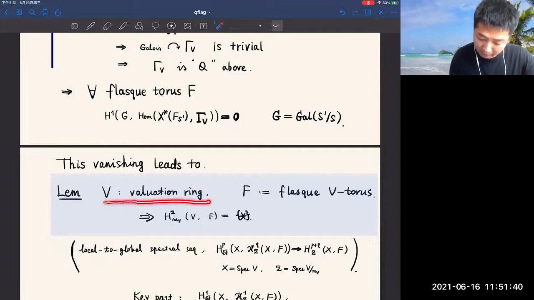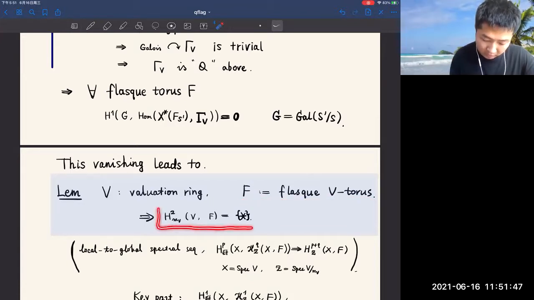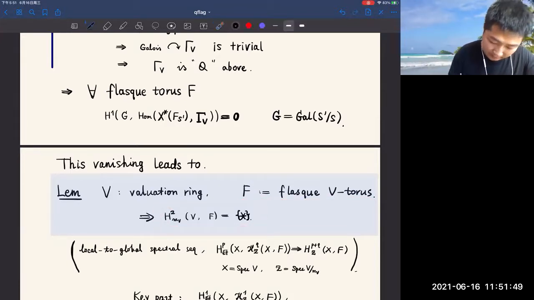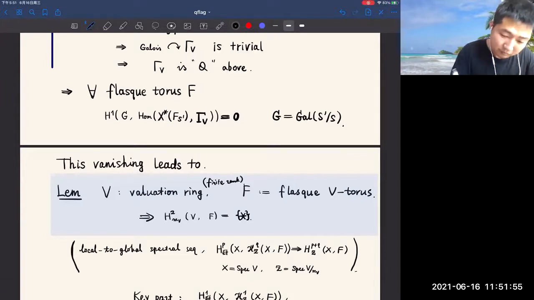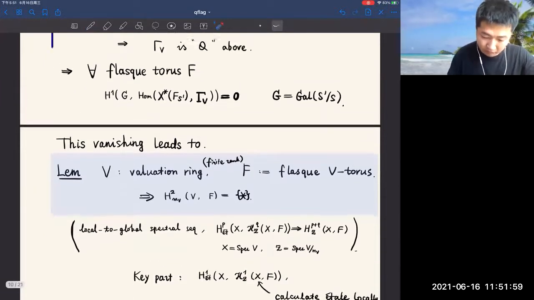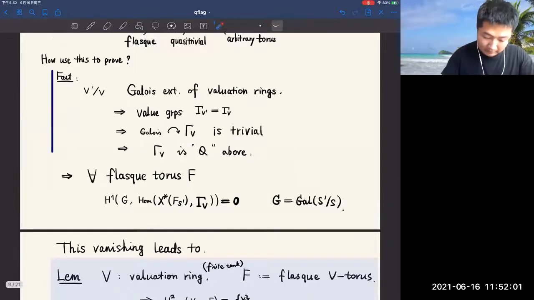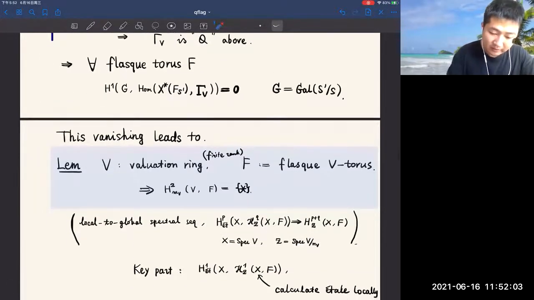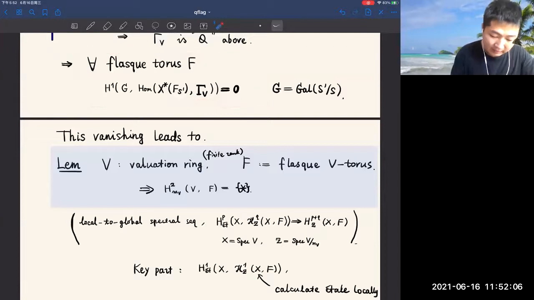For a valuation ring V and a flasque V-torus F, the local cohomology is trivial. Here, in fact, it is of finite rank, roughly speaking. So how does this basic example imply this lemma?